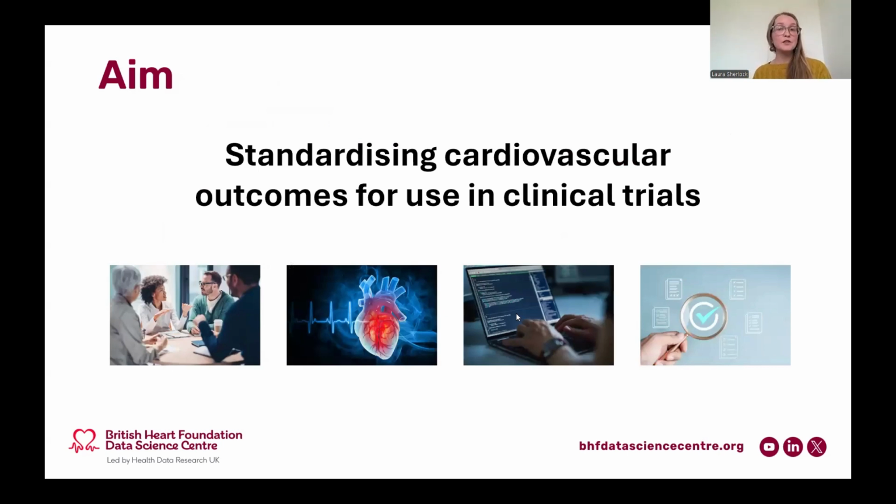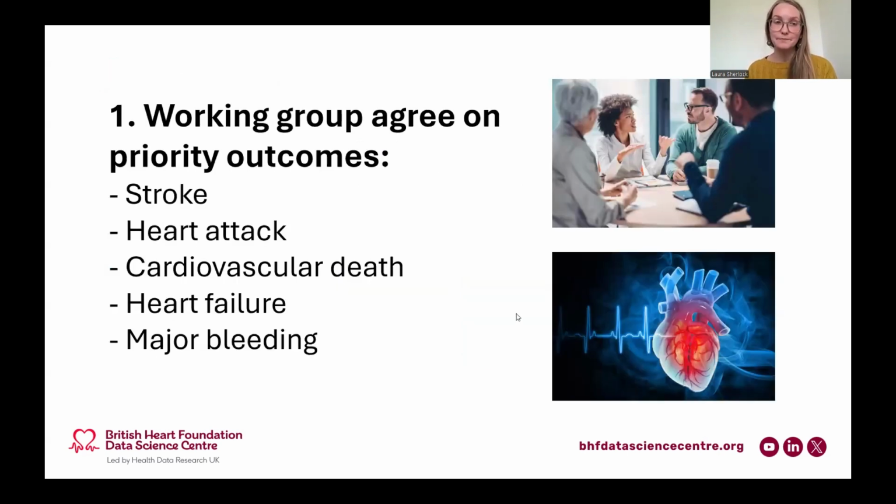And so some of the work which we are undertaking at the British Heart Foundation Data Science Centre aims to standardize cardiovascular outcomes for use in clinical trials. So rather than each study having to decide on their own definitions of the outcome, write their own code, and spend huge amounts of time cleaning, shaping, and validating the data, we are producing community agreed upon standardized definitions that identify important cardiovascular outcomes directly from the routine electronic health records.